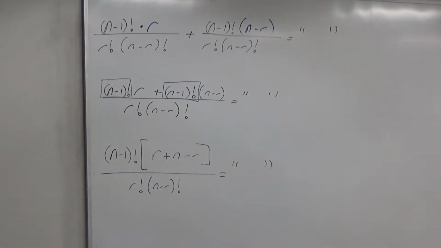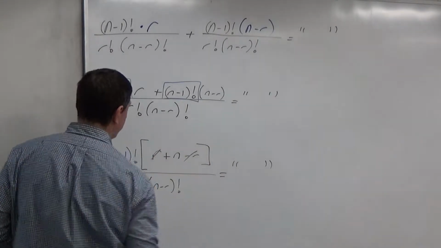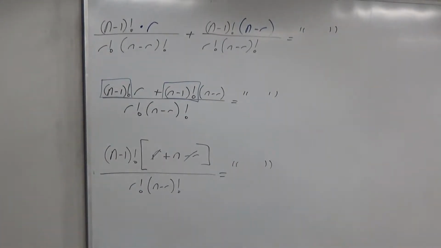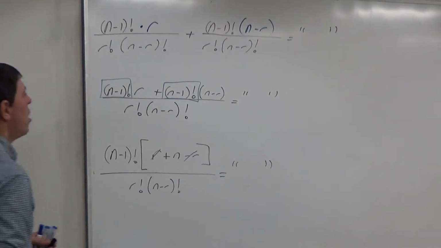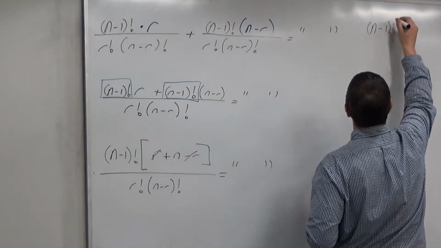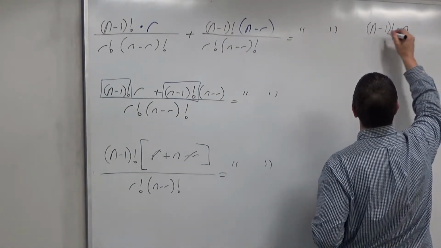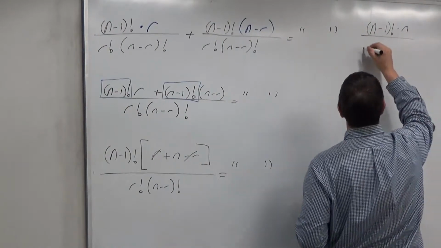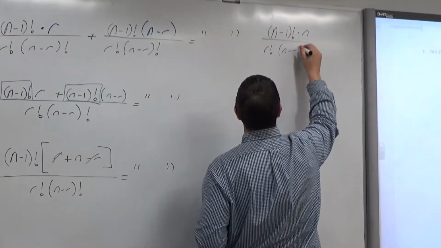Next step, almost plain as day. Guys, what's the next thing we would do? Cancel the terms. There's a positive r and a negative r. That's just the inverse addition property, equal to 0. So those go away. We are now left with n minus 1 factorial times n divided by r factorial, n minus r factorial.